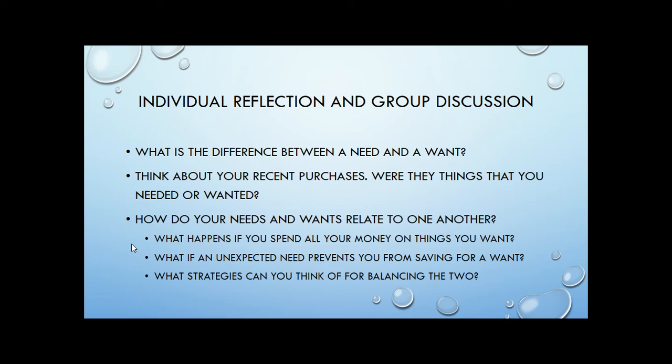What happens if you spend all your money on things you want? Well, you won't have money for things that you need. That seems pretty obvious. And you won't have money to save is the other part of that. What if an unexpected need prevents you from saving for a want? Well, that's life. That happens sometimes. It's called being an adult. And sometimes an unexpected need will prevent you from saving for a want. In that case, you have to prioritize your needs and your wants in that way. And obviously, your needs should go on top there.